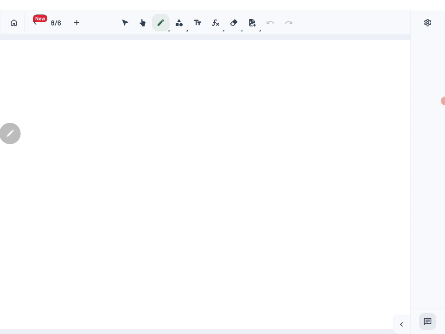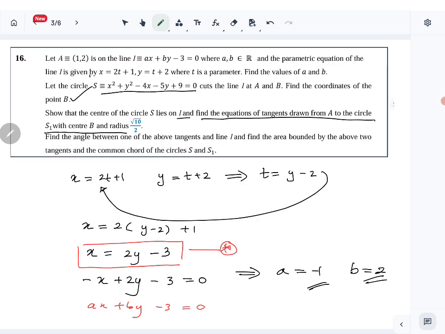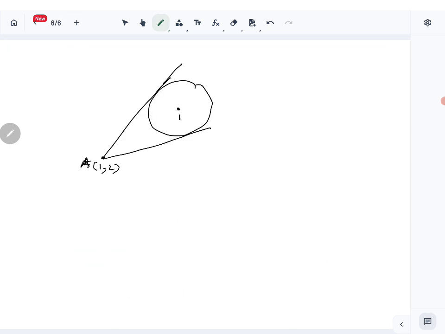So now we want to find the two tangents drawn from here. A is what, (1, 2), yes, from A to this circle S1 with center (3, 3). So we know these are perpendicular, no, tangents and radius are perpendicular, right. Let's mark these points as P and Q.